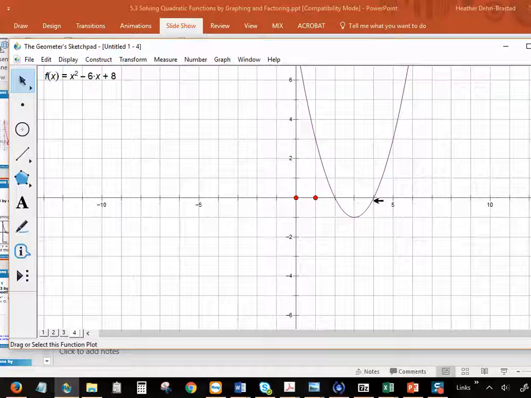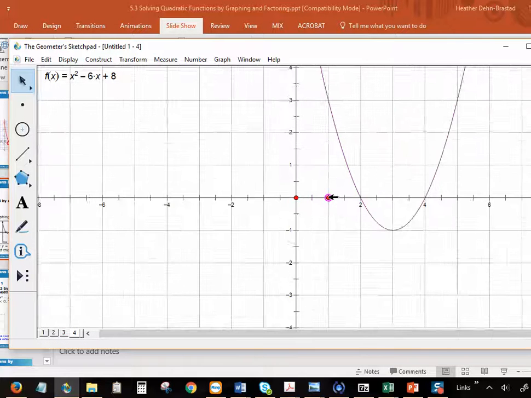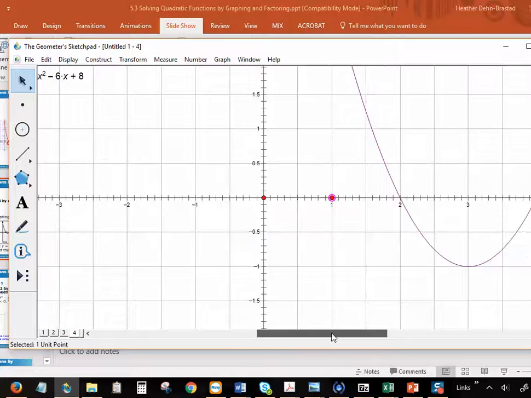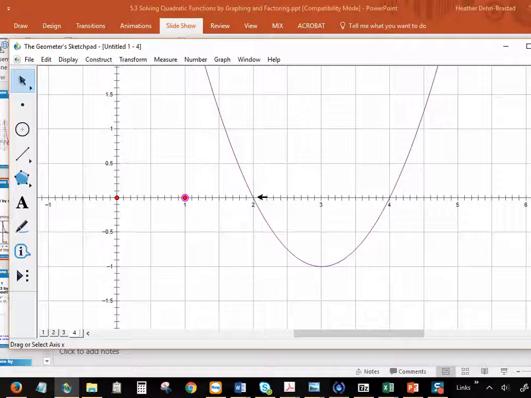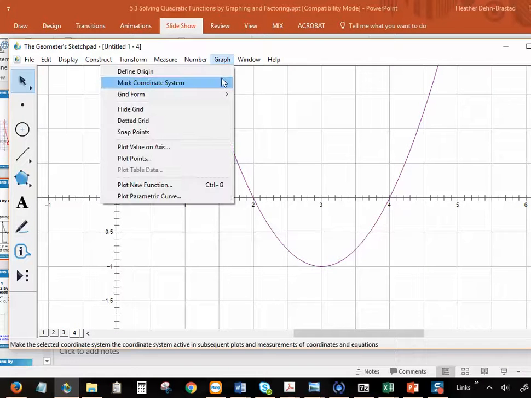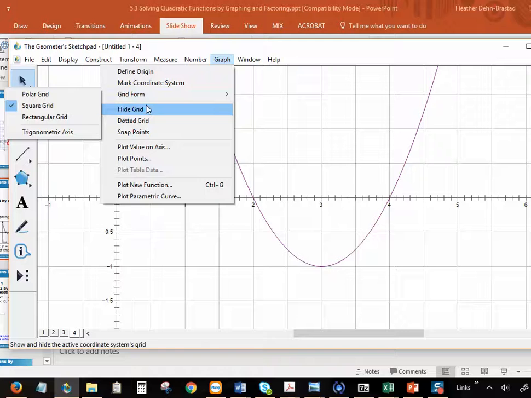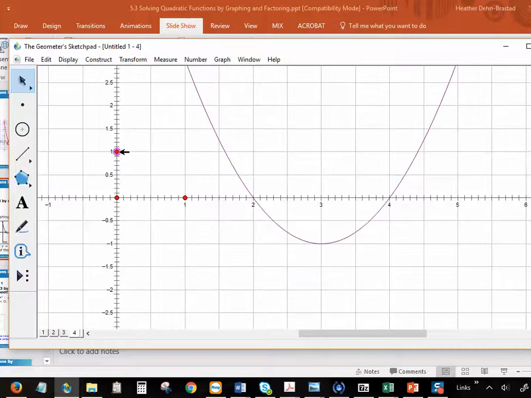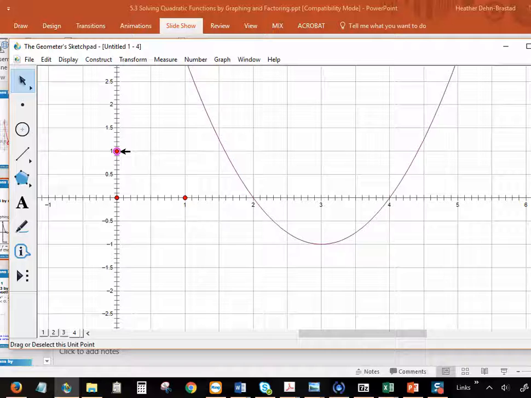Now right now, I can't tell exactly where it's crossing the x-axis, although it sure looks like 2 and 4. But we could do several things. We can zoom in, take this point here, and drag it away from the origin to be able to zoom in. And now I can see even better that it's going through the points (2, 0) and (4, 0). You can also, if you can't see everything you need, change this to a rectangular grid. And then you get an extra point here that you can move around as needed.